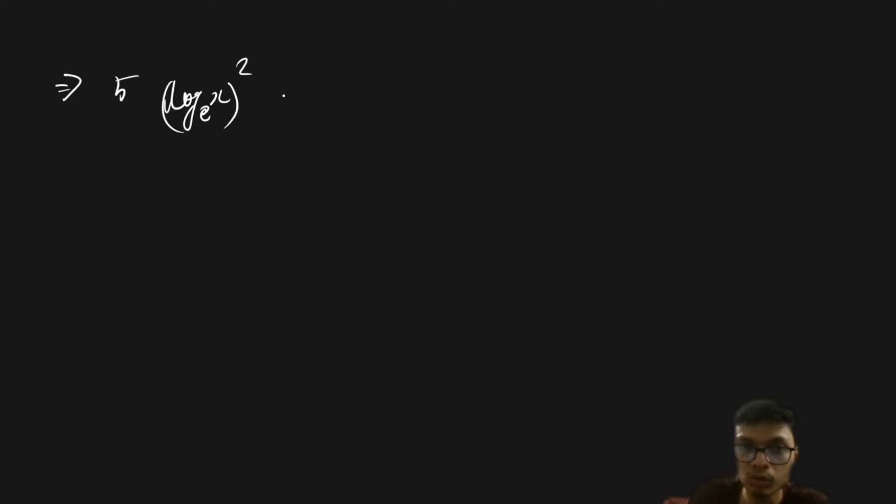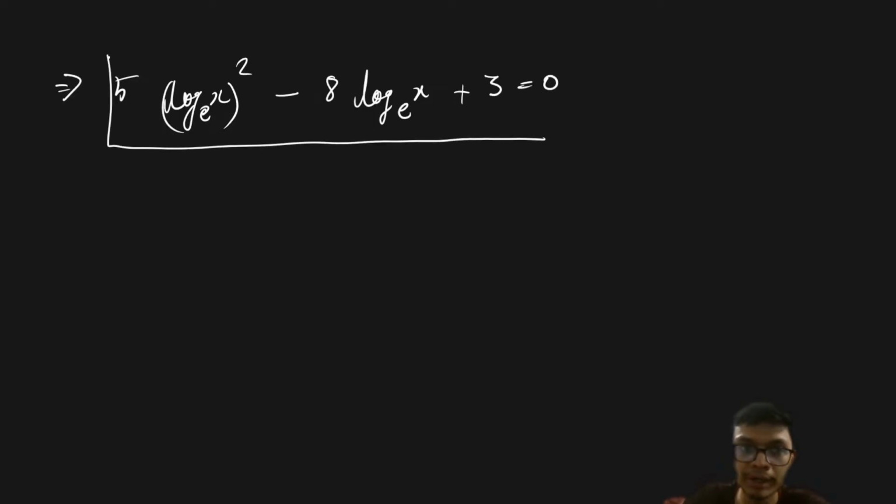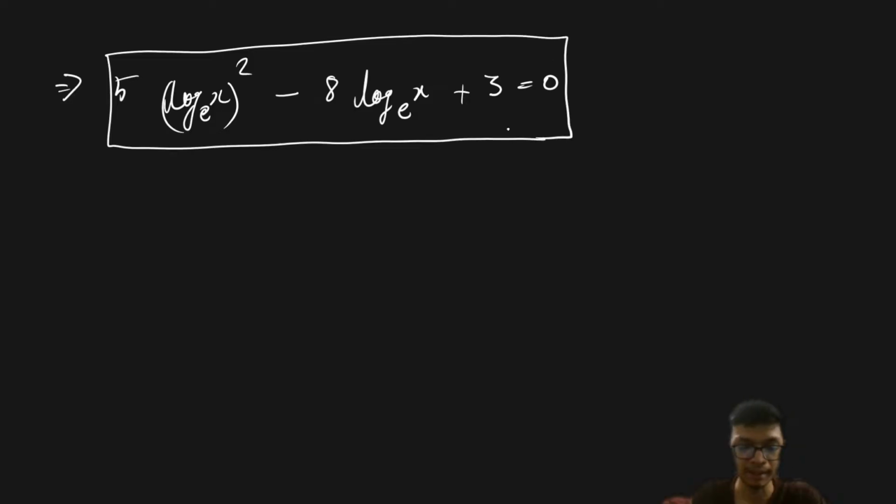Now I will see that our equation is of the form 5 times (log x base e) whole square minus 8 times log x base e plus 3 is equal to 0. So we see that it is basically becoming a quadratic equation in terms of log x, right?